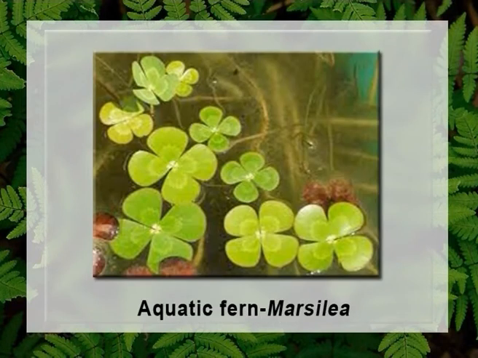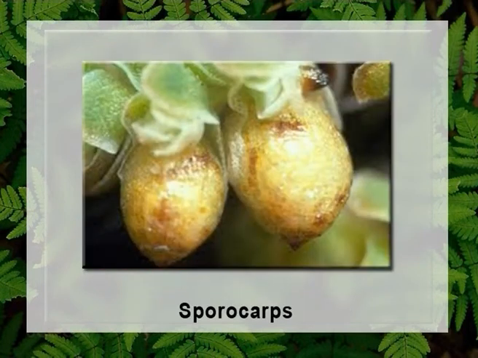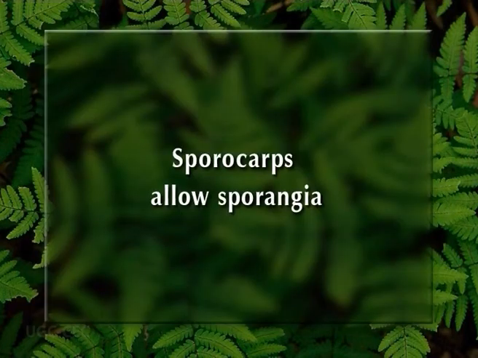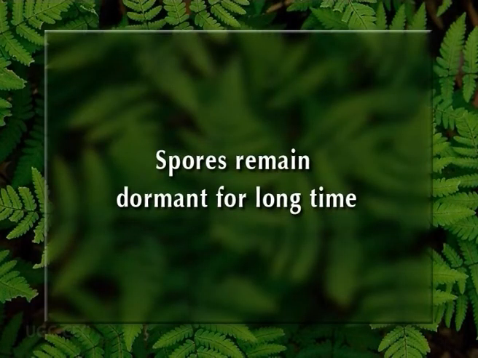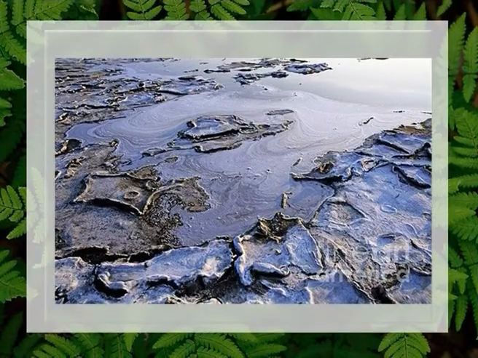All the aquatic ferns are heterosporous. The reproductive structures here are complex and generally organized into a spherical structure called a sporocarp. The sporocarps allow the sporangia and spores to remain dormant for long periods of time, an adaptation which enables them to survive when the seasonal ponds dry up.